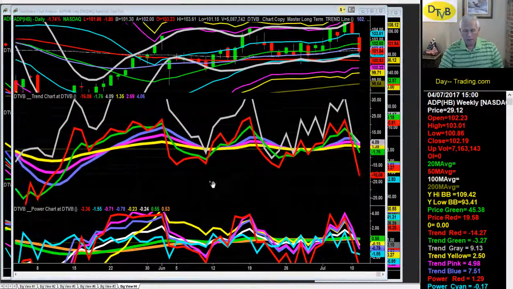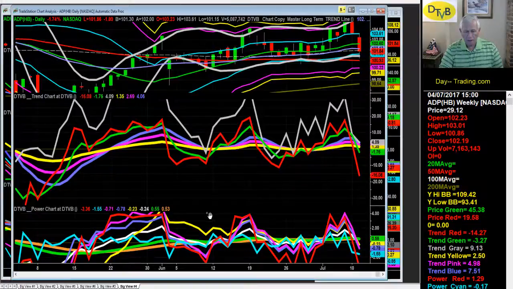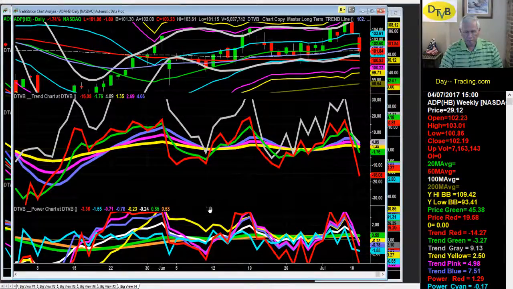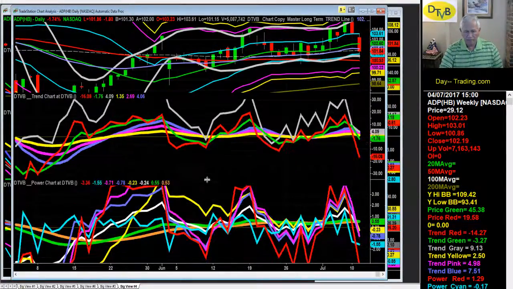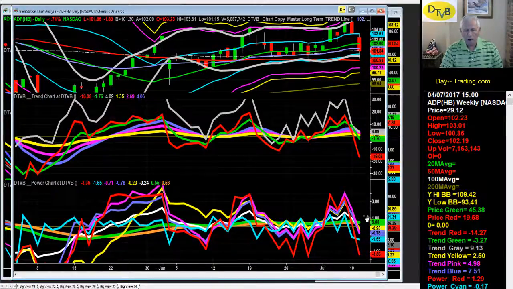In the power chart, I'm trying to expand this a little bit. In the power chart, we have a number of indicator lines, and each of them represents something. Power red is the primary position indicator of the system. When red crosses over zero, you're in the start of prices up, and when it goes down underneath, you're in a situation with prices down.